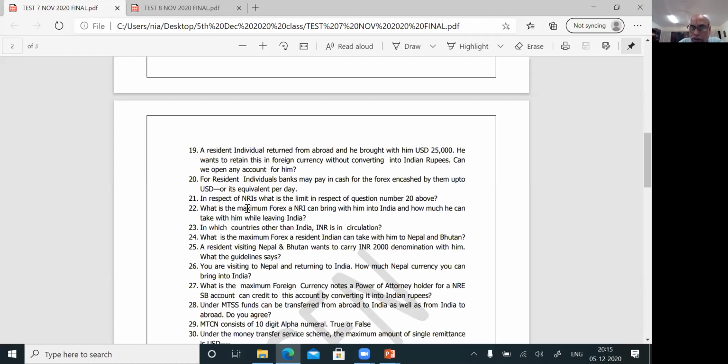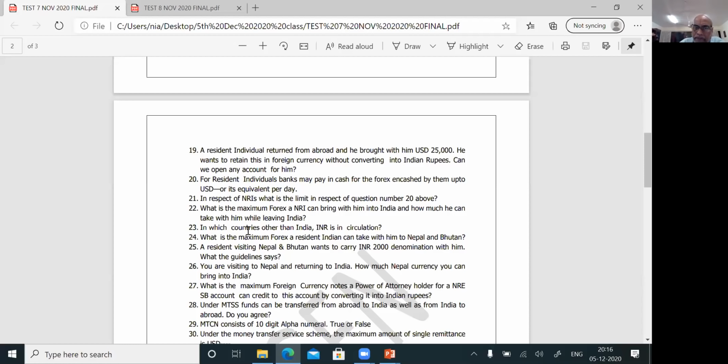Question number 22. What is the maximum forex an NRI can bring with him into India? How much can he take with him while leaving India? He can bring an unlimited amount. He can take an unlimited amount out of India also. So an NRI can bring unlimited forex with him, and can take unlimited forex with him while leaving India through proper channels. Okay, good. So question number 22, unlimited.